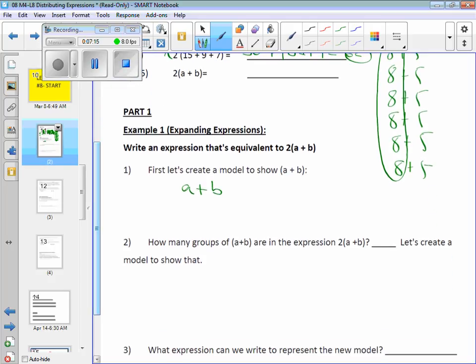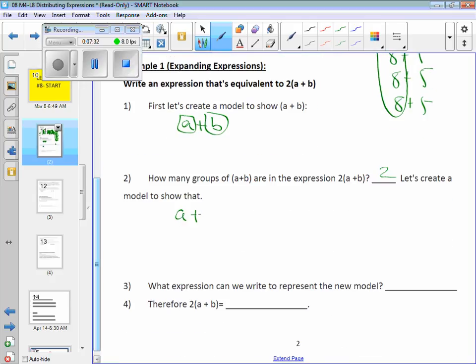Skip down. I have A plus B. Make believe like they're little tape diagrams or variable tiles we've used. And as Lucas Longo said, there's 2 sets of it. So you model it by showing 2 sets, or 2 copies, of A plus B.